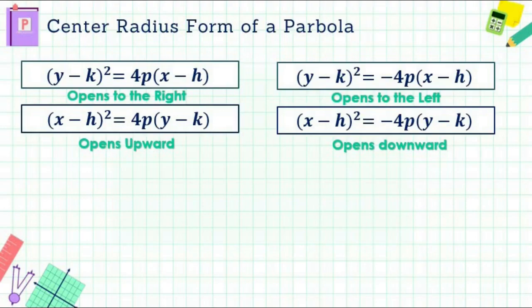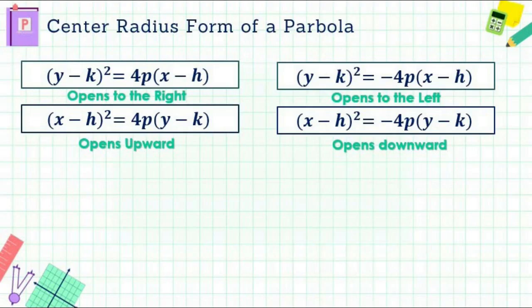If you notice, all of the equations are somehow similar in form. On the left-hand side of the equation is either x minus h or y minus k that is squared. On the right-hand side of the equation, you can see there are similar terms such as 4p and either x minus h or y minus k.